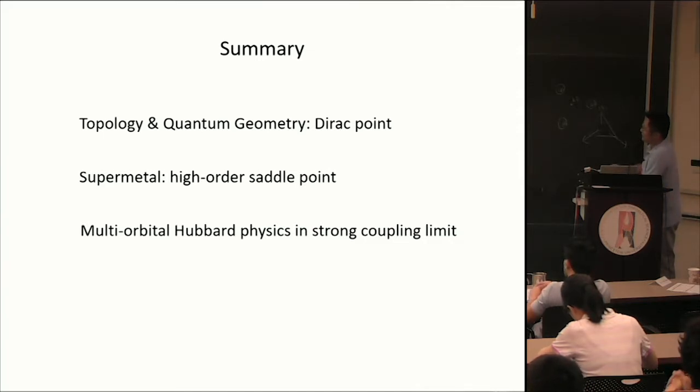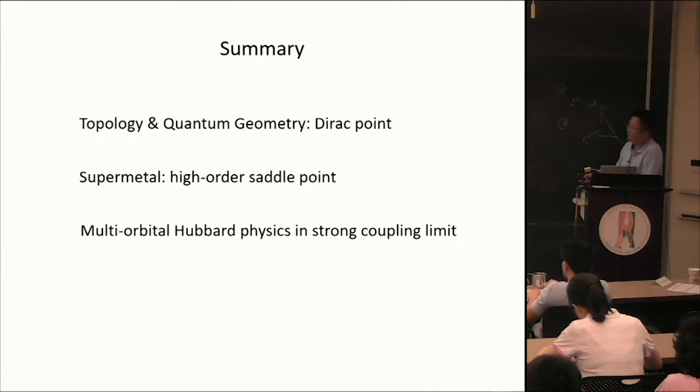I've briefly discussed the strong coupling limit, which is very much like the Hubbard model, but now because of the presence of two valleys, there exist two orbitals at least, and this multi-orbital structure leads to new physics. So, for example, even on a triangular lattice, we get a frustration-free ground state at quarter filling. Okay, thank you.